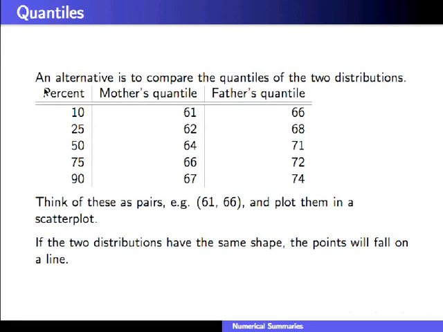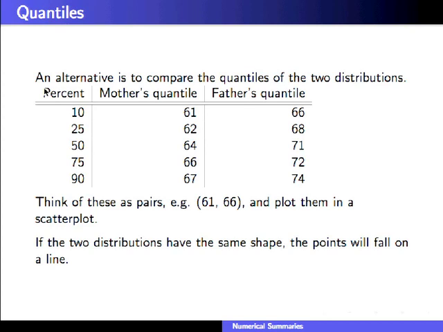10, 25, 50, 75, 90, or 0.1, 0.25, depending on if you're using percent or proportion. So the 10th percentile for women, or the mother's quantile for 0.1, is 61, and the father's is 66. The 25th is 62 and 68. The median is 64 for women, 71 for men. The 75th, the upper quartile, is 66 for women, 72 for men. I'm getting pairs out of this by matching up the quantiles or percentiles. So now I've got pairs.